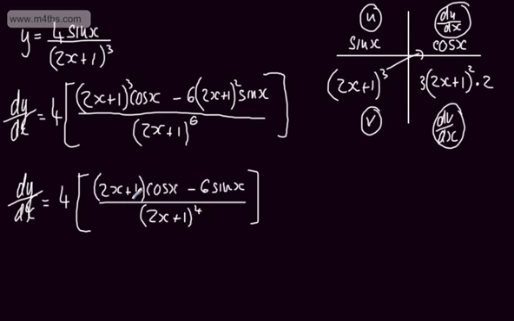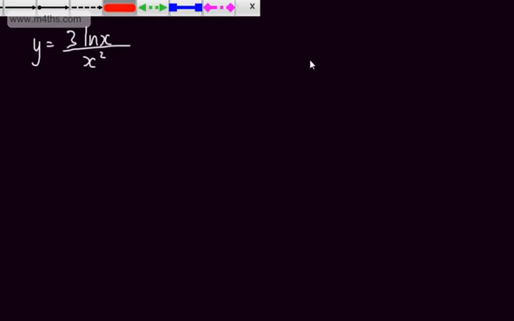Now sometimes we can use either the quotient rule or the product rule. So let's have a look at an example of that. Let's say we have now y is equal to 3 lots of the natural log of x, and we will divide this now by x squared. So we could view this now as a quotient, or we could view it as a product, and we'll do it both ways. Let's first view it as a quotient.